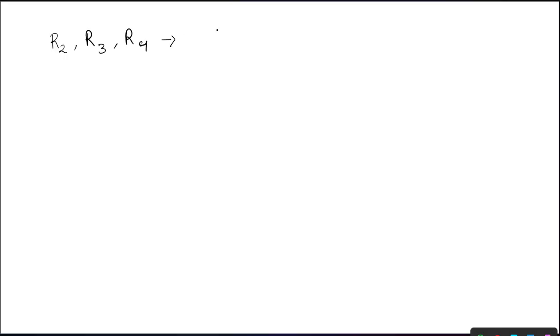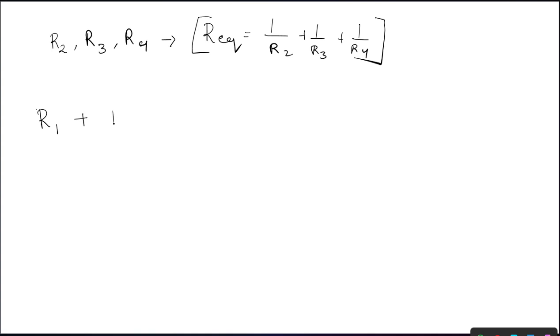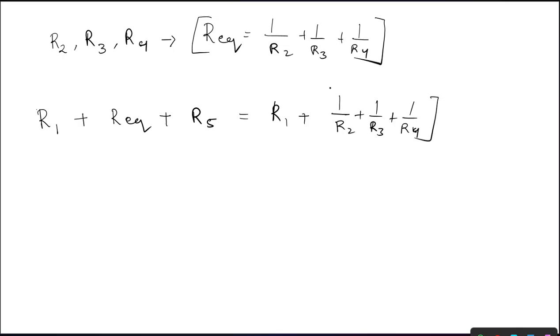So the equivalent resistance for these three is given by 1 by R equivalent equals 1 by R2 plus 1 by R3 plus 1 by R4. Now, this equivalent resistance is in series with R1 and R5. So I have R1 plus R equivalent plus R5, which is R1 plus the reciprocal of (1 by R2 plus 1 by R3 plus 1 by R4), plus R5.